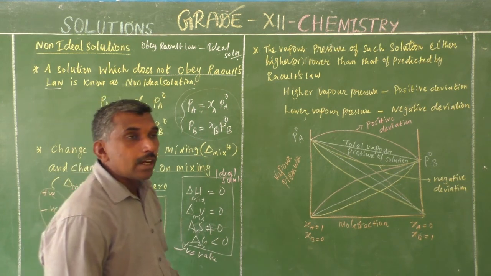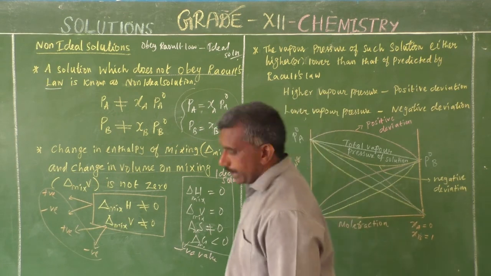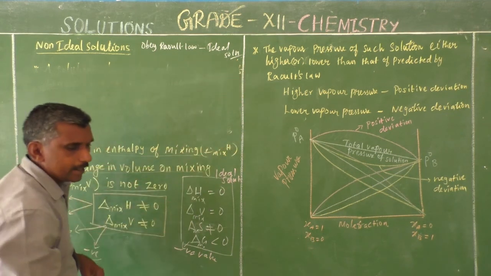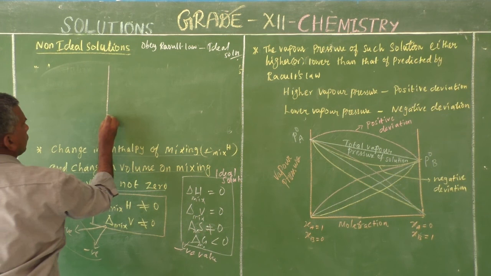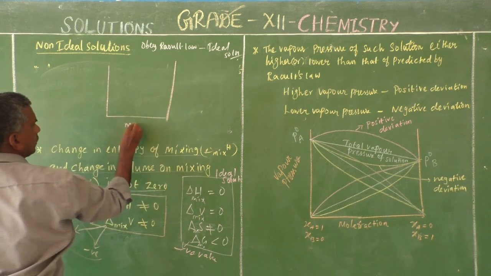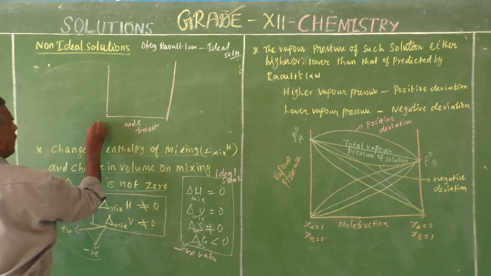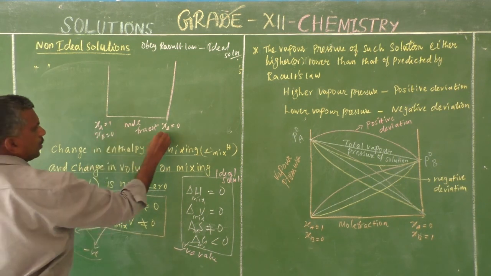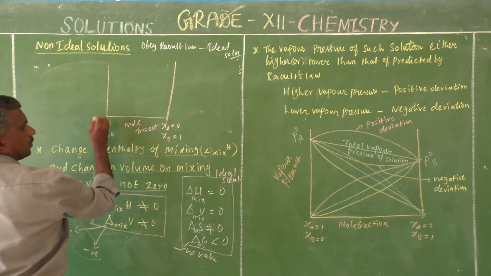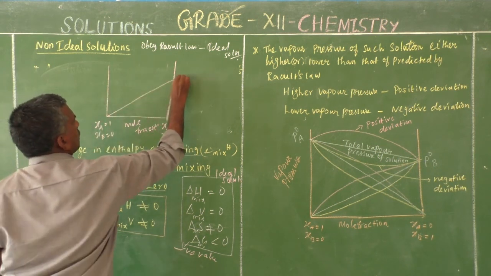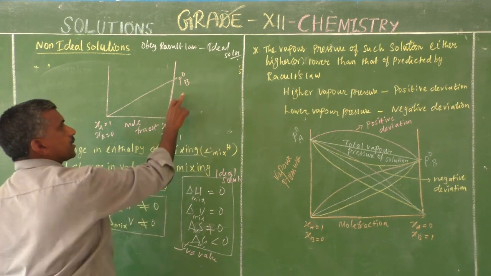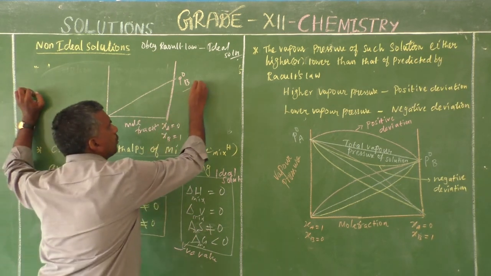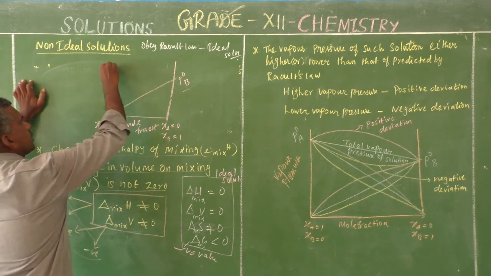Now, why is a non-ideal solution formed? You saw the ideal solution graph in the previous class. This is the graph for the ideal solution, with mole fraction of component A from 1 to 0 and mole fraction of component B from 0 to 1. This is the partial pressure of B, reaching the pure pressure of the pure solvent, component B. Now component A pressures this.